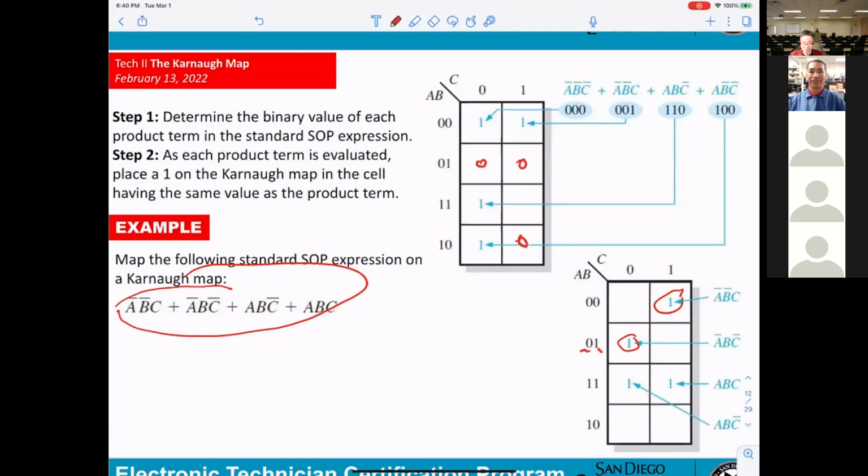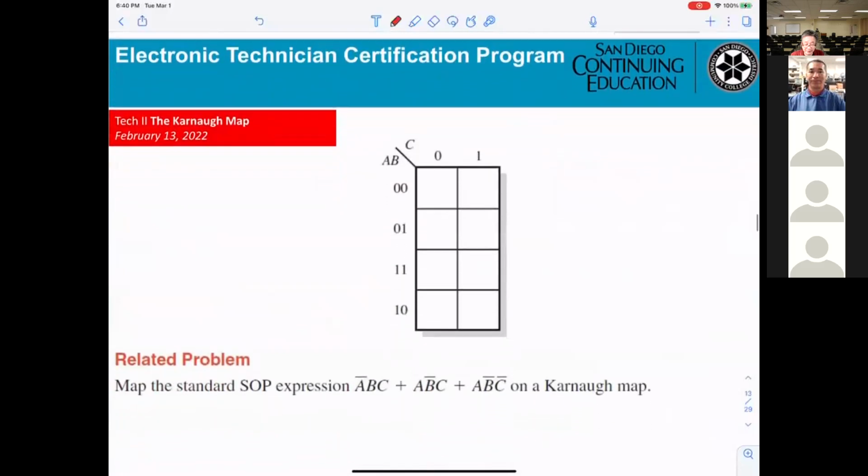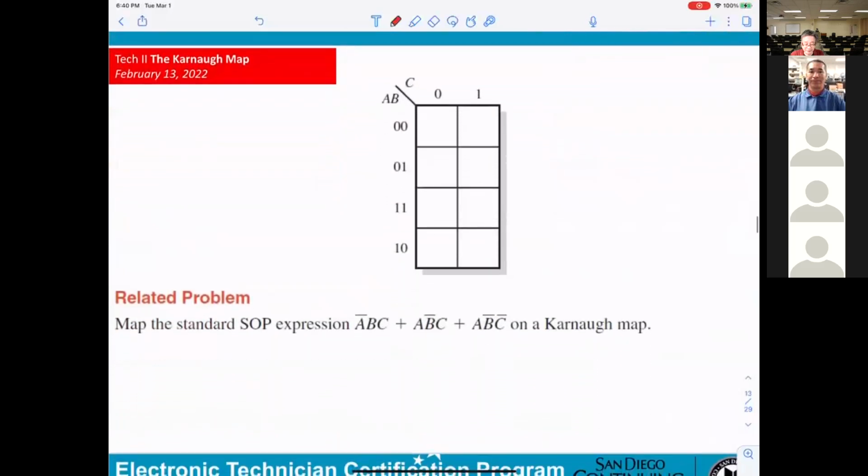Once you get this, what do you do with it? Next one, we'll be looping. Okay, what I want is for you to do this one for me. You have to do it before I can go to the next one. You get not A, B, C, or A, not B, C, or A, not B, not C. Map it to the K-map.